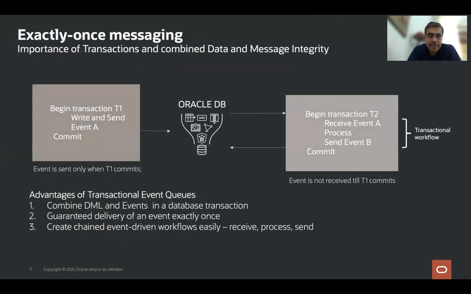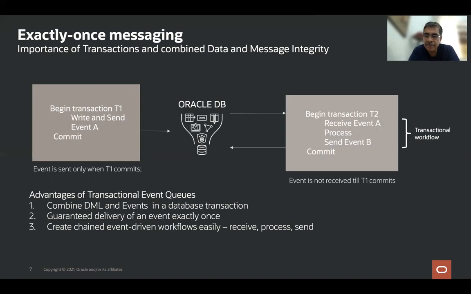Let's talk a little bit about exactly once messaging, right? The importance of transactions and combined data and message integrity. On the left side, you see a transaction T1 that writes into a table and sends an event A. So this is an atomic operation, and this is where DML and an event in a database transaction is unique to Oracle AQ because it's implemented in the database. On the right side, as a consumer, you are also receiving an event as part of a transaction T2, you process the event and you send an event B. So this receiving, processing, and sending is an atomic operation. So this is, again, a transactional workflow.